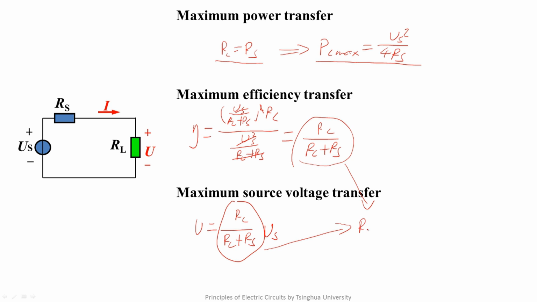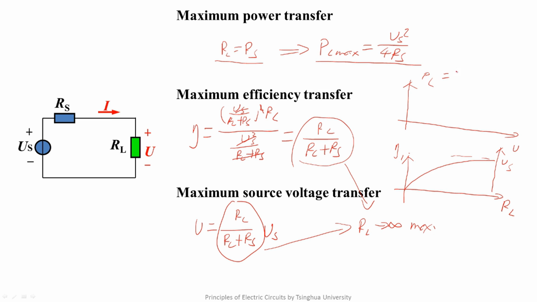We can find that they get the maximum value when RL tends to be infinite. Then their curves are probably like this. This is the efficiency, and it is approaching 1 when RL tends to be infinite. If this is U, then U equals US when RL tends to be infinite. Similarly, we can draw the curve of the power transfer. The formula is like this. This is such a curve.